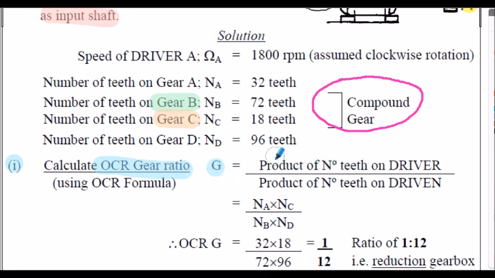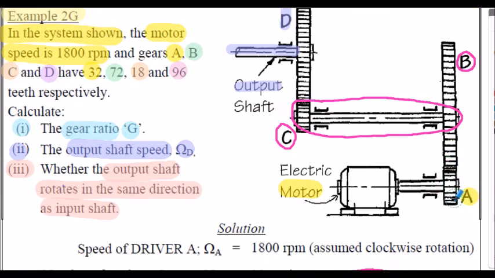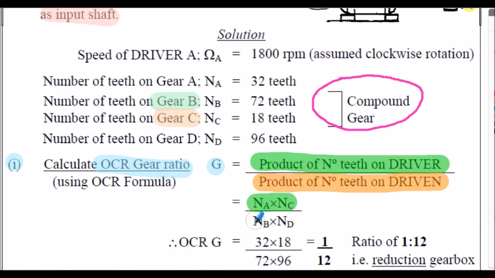So I'm going to use the formula, product of the number of teeth on the driver gears divided by the product of the number of teeth on the driven gears. In our diagram, Na and Nc are driving. So gear A drives gear B and gear C drives gear D. Your driven gears are Nb multiplied by Nd. Notice that the number of teeth are multiplied together here. That's what product means in mathematics. They're multiplied together, not added.